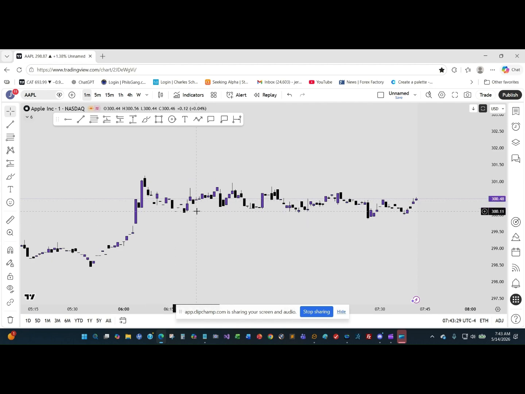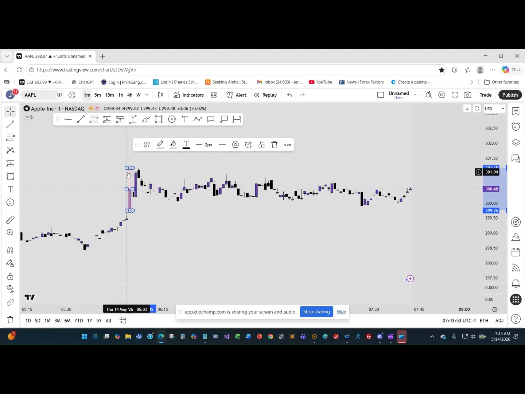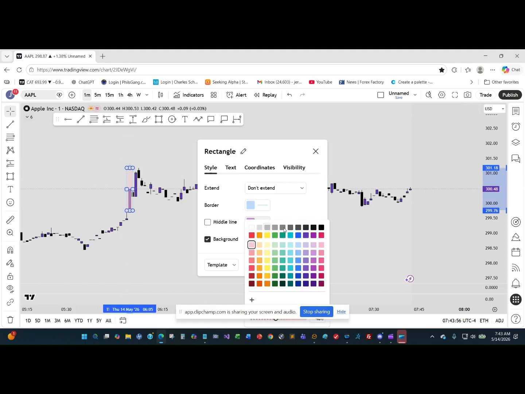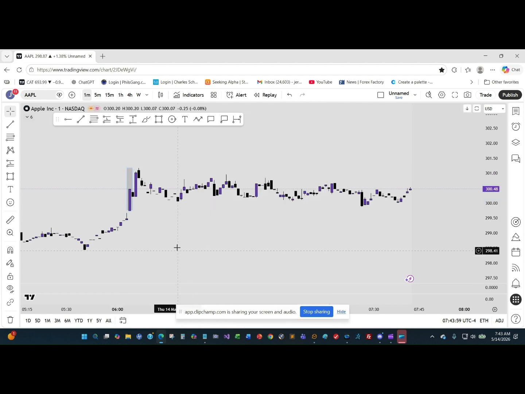So what can you do with that? Can you trade it? Yeah, you can. This is something I did yesterday. Take this rectangular tool, and I'm going to look at this overall range and draw a box like this. Double click on that, and I'll set it to a darker gray so I can see it well. What you're going to find is price is going to bounce in between this, and that's what you have going on here.